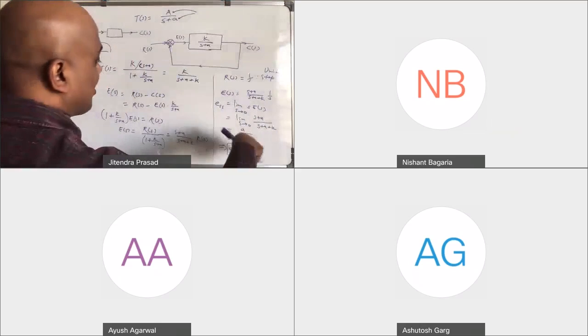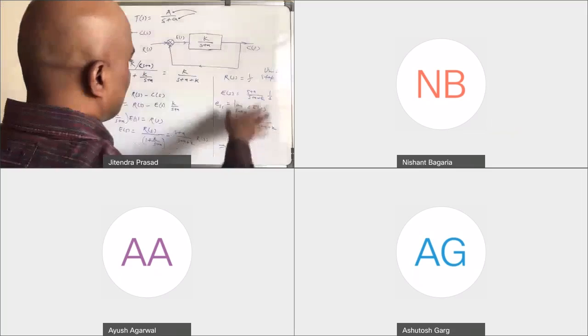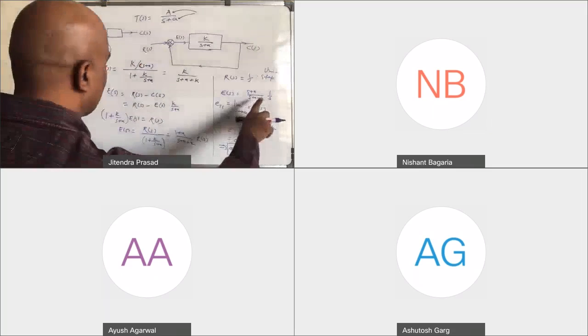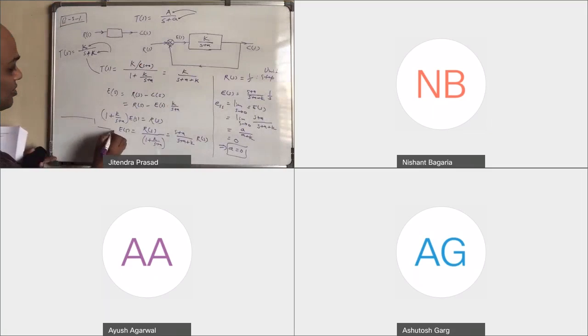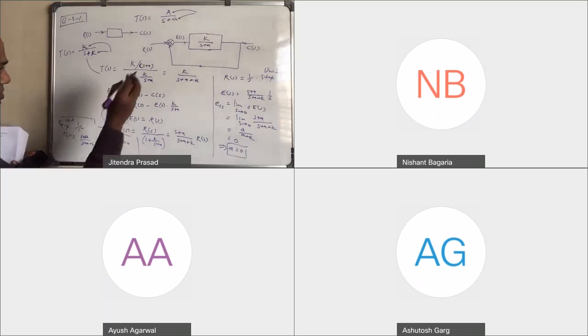Now for ramp, accordingly you can find out from here, the same thing you can apply here. Yeah. So for ramp input, if it is a unit ramp, you have 1 over s squared. And so E(s) will be equal to (s plus a) divided by (s plus a plus K), right? And 1 over s squared, where a equal to 0, right? So that's what we found out.